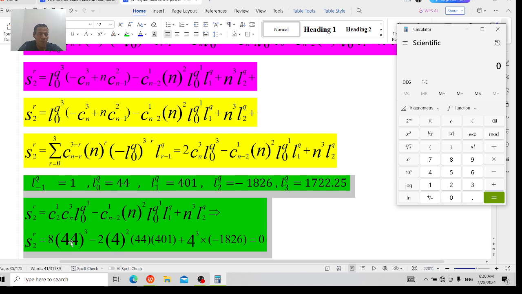Times L0 to the power 3, meaning 44 to the power 3, minus combination 4 minus 2 choose 1, which is certainly 2, times L0 times n squared, n is 4, times L0 which is 44 times L1 which is 401, plus 4 cubed because n is 4, raised to the power 3, times L2, which is negative 1826.